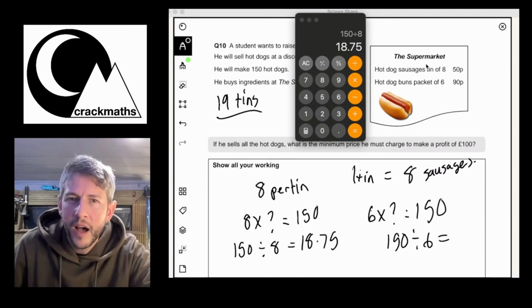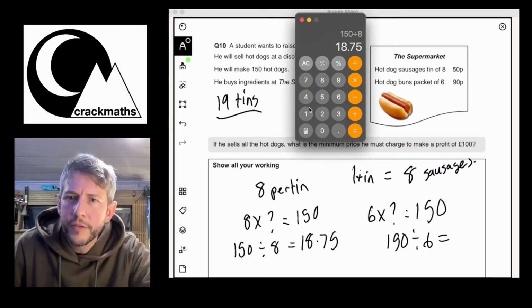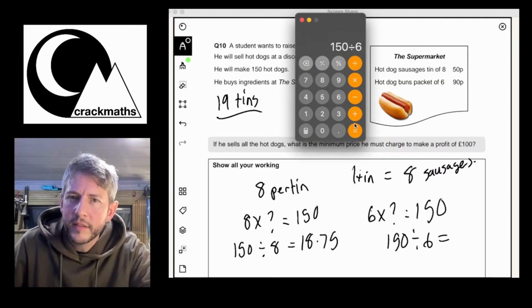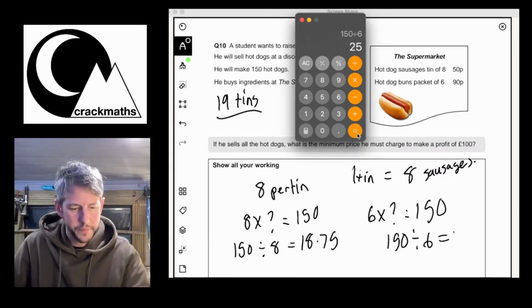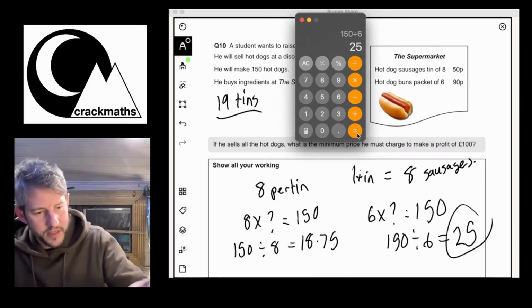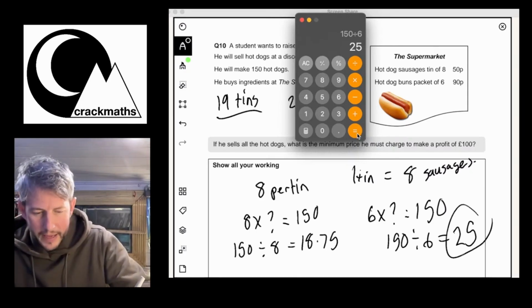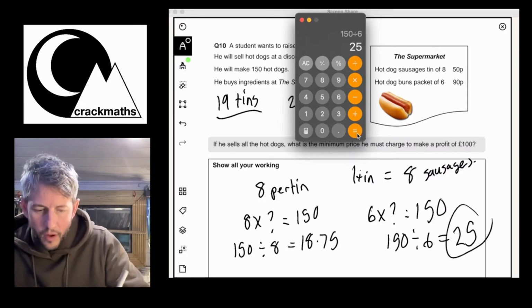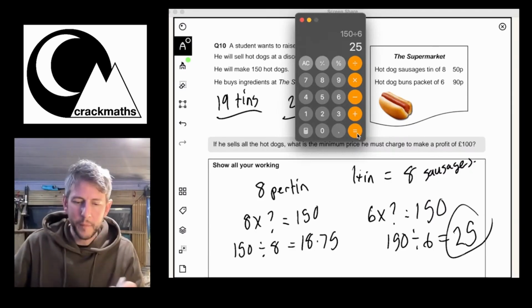So here we go, 150. Where's my calculator gone? Oh no, I've closed it. Here we go, 150 divided by 6 equals 25. So we want 25 packs of the buns. So 25 packs.